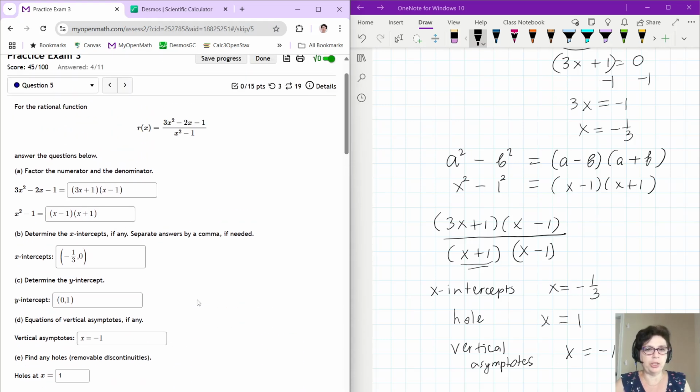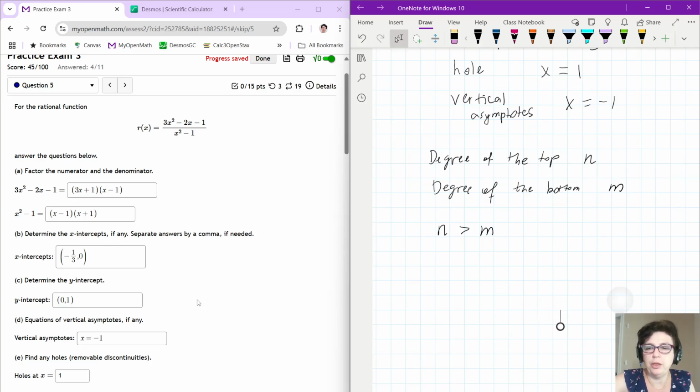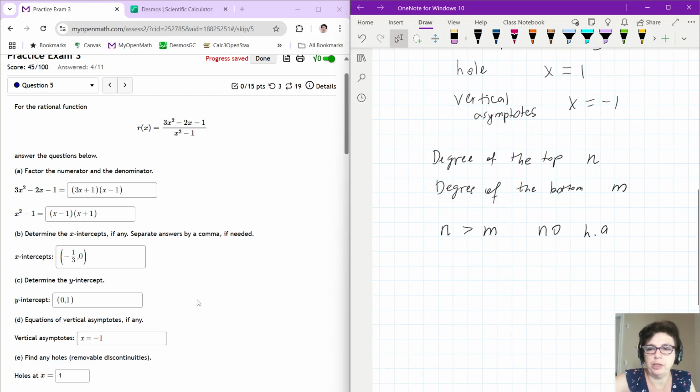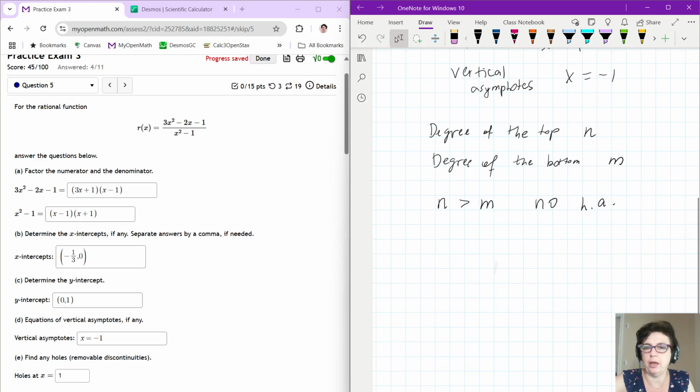All right, so finally, let's talk about the horizontal asymptotes. So what's the story about that? What we want to do is compare the degree of the top and the degree of the bottom. So degree of the top, let's say it's some number n, and the degree of the polynomial of the bottom, let's say that's some number m. So if the degree of the top is larger than the bottom, then there is no horizontal asymptote. There is something called slanted asymptote, but you don't have to know that part. So I'm not going to ask you.